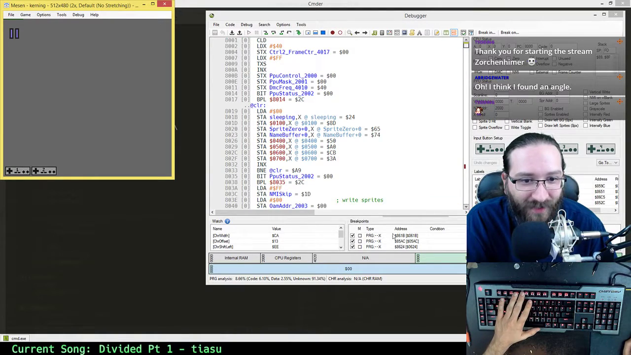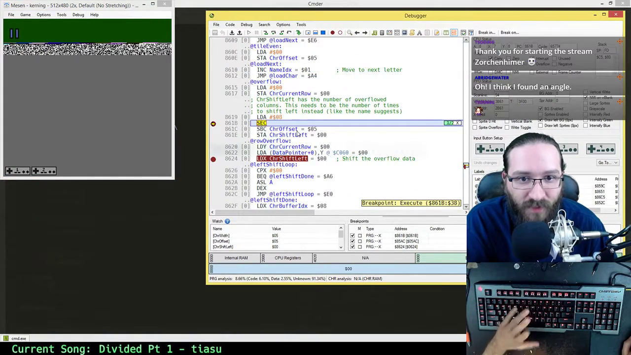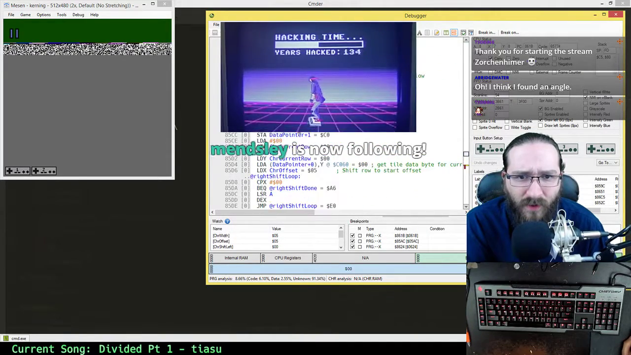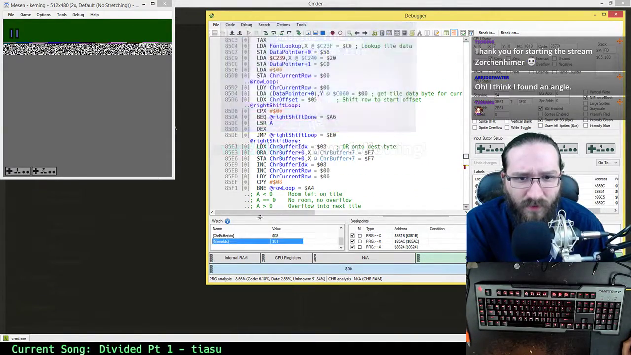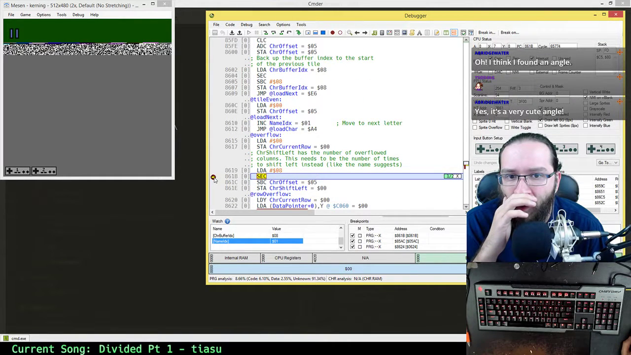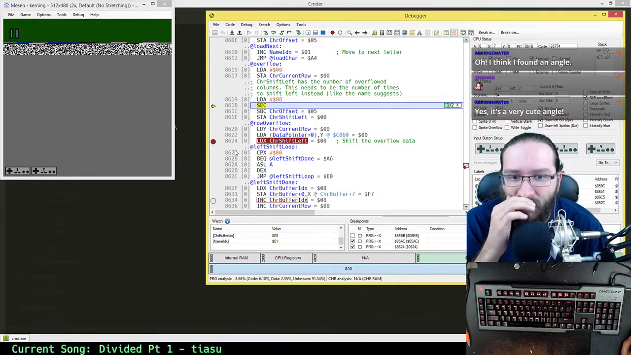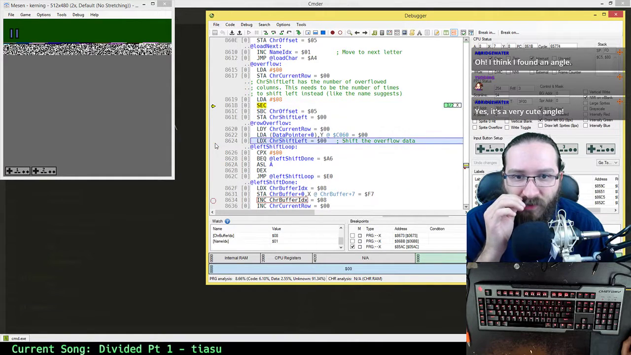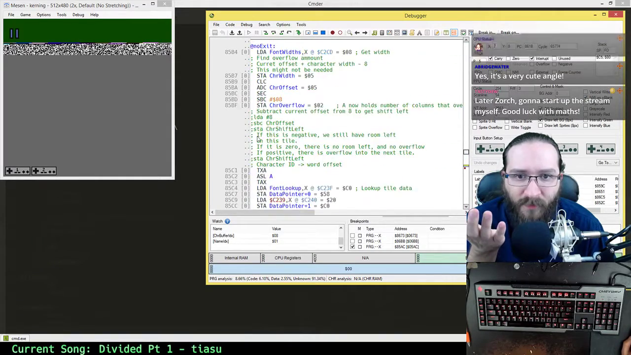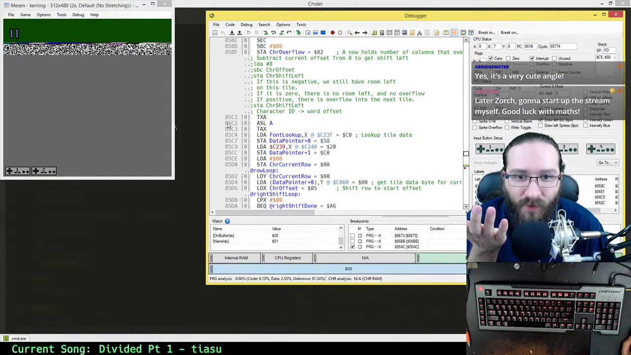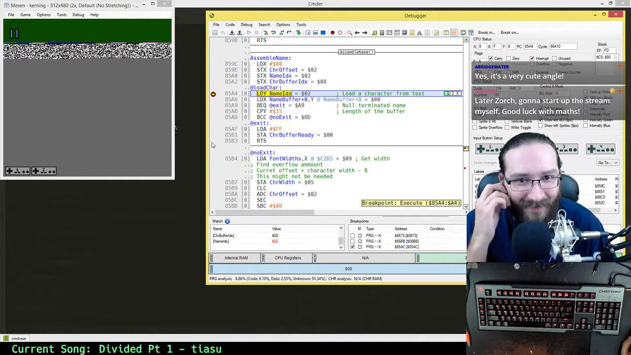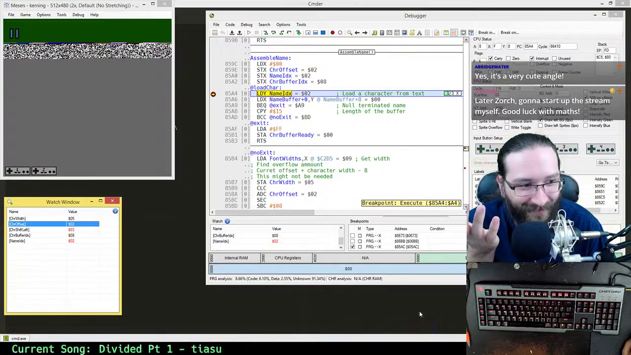Alright, F5, get to where I want to go. Where am I? Why am I here? Hang on. I mean, that's cool and all, but that was not the right breakpoint, I don't think. How'd that breakpoint get there? I thought I had a breakpoint way up here, didn't I? On character. Okay, so we're back to where we were.